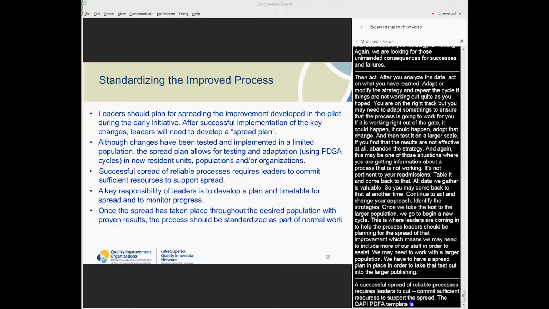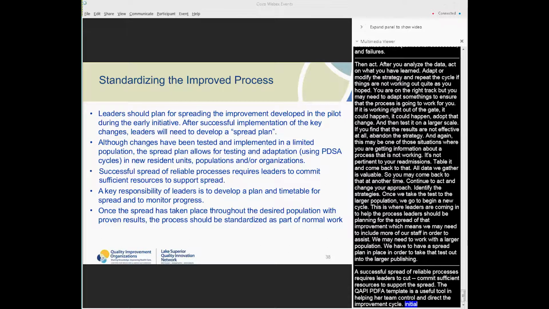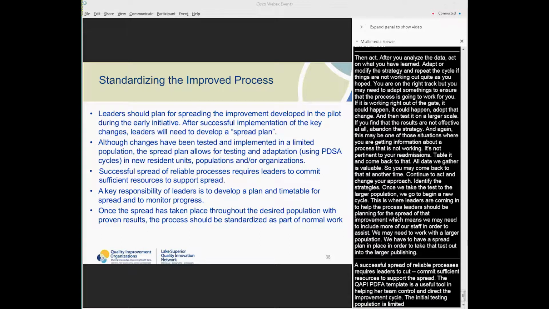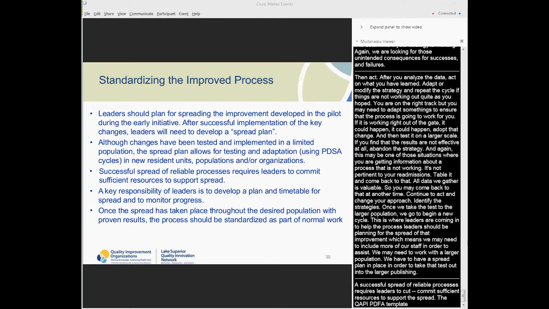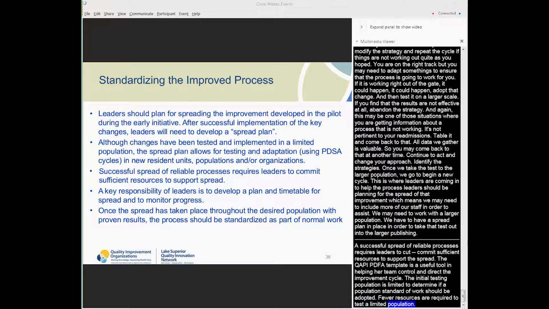The initial testing population is limited to determine if a population-wide standard of work should be adopted. Fewer resources are required to test the limited population, and results may be returned sooner as well. Once a process is deemed reliable and valuable, the process should be expanded into the larger population, and if this process continues to be successful, it becomes adopted as a standard or normalized work.